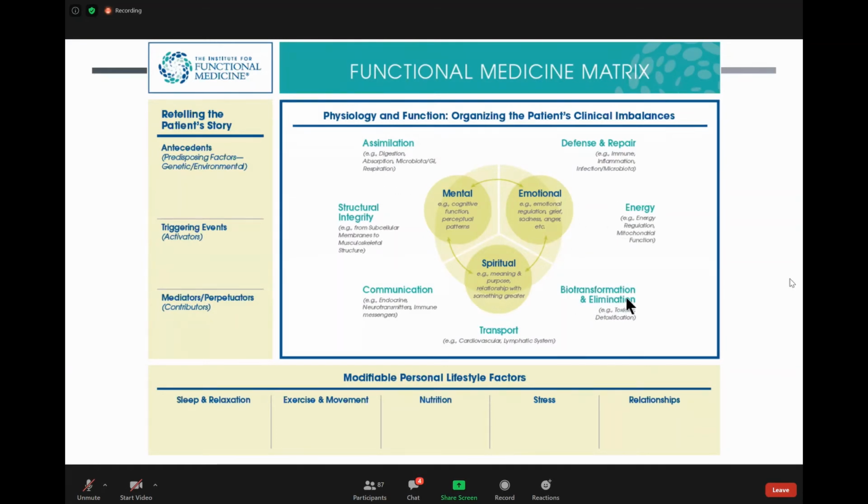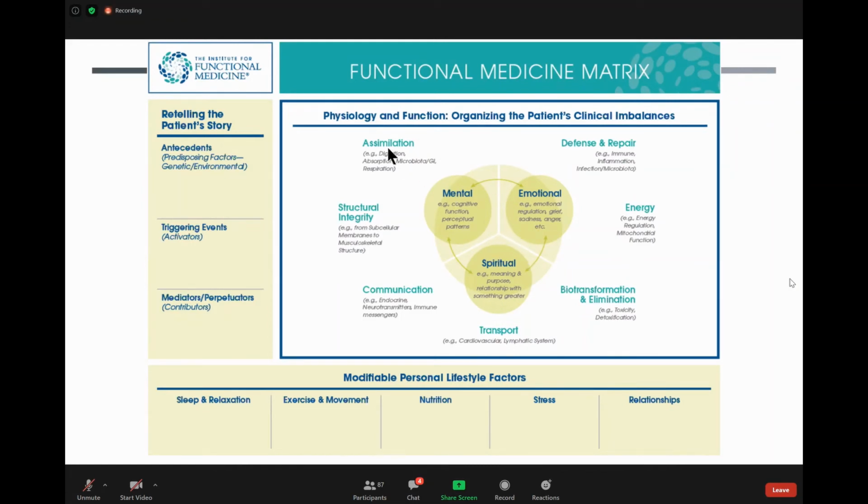Right here is your biotransformation and elimination o yung mga toxins natin. This is how our toxins are eliminated, removed through the body. Then we also have your transport system. Kasama dyan yung cardiovascular system and lymphatics. Your communication system, dito yung mga neurotransmitters natin. And then dito sa structural integrity, this is how our bodies move. No? And then sa gitna po, your mental, emotional, and spiritual aspects of the patient or the client.